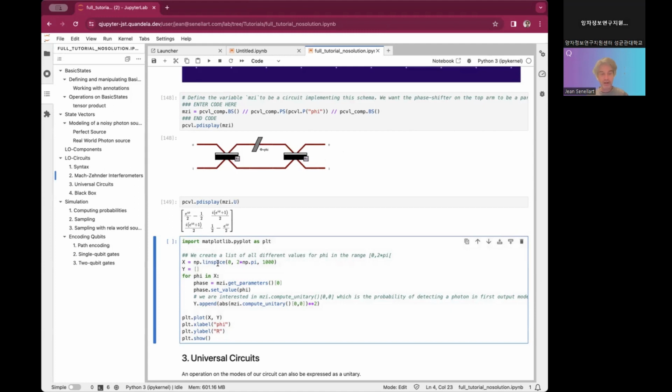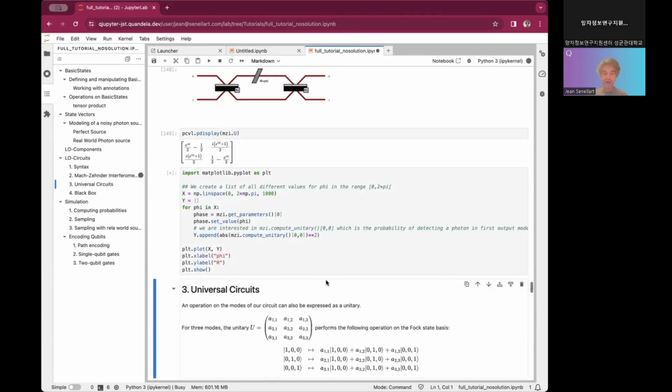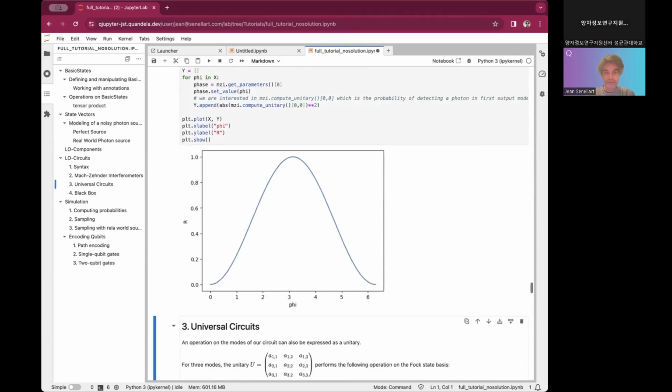So we are making phi vary between 0 and 2 pi here. So I'm taking 1000 samples of values between 0 and 2 pi, and I'm putting in y the probability of getting the photon on mode 0. So if I do that, I'm getting this curve. And you should have the same.